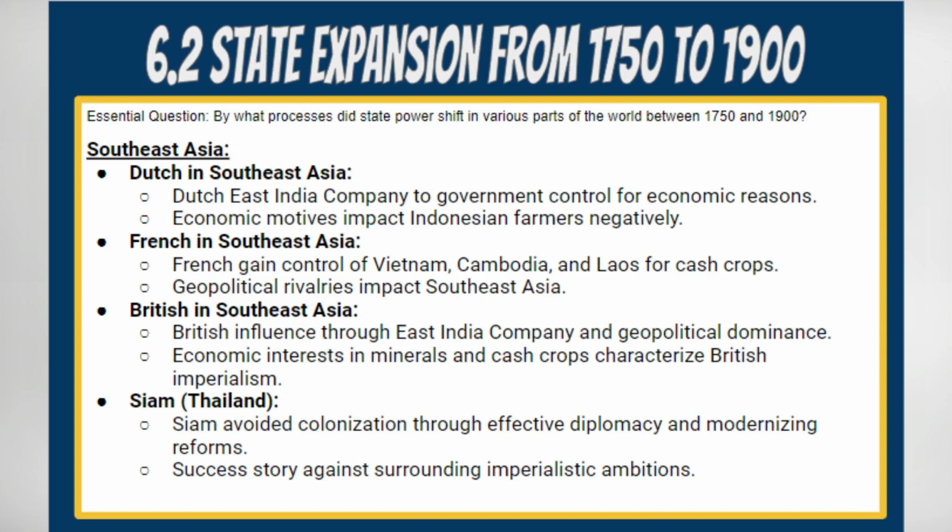British in Southeast Asia. British influence expanded through the East India Company, promoting geopolitical dominance and economic interests in minerals and cash crops. British imperialism shaped the economic landscape of Southeast Asia.